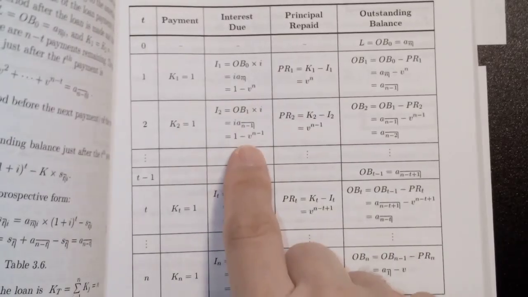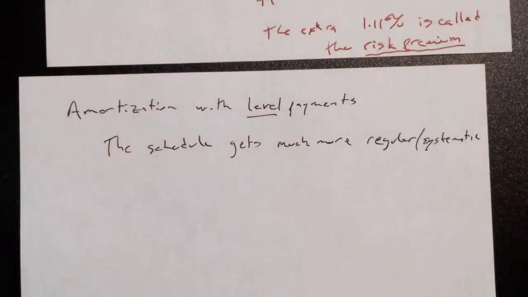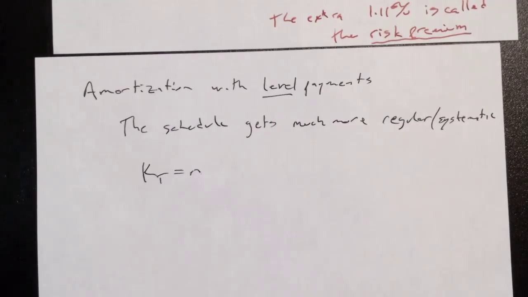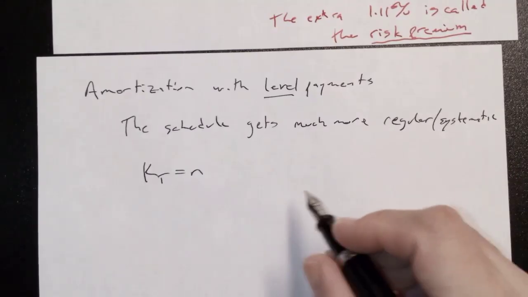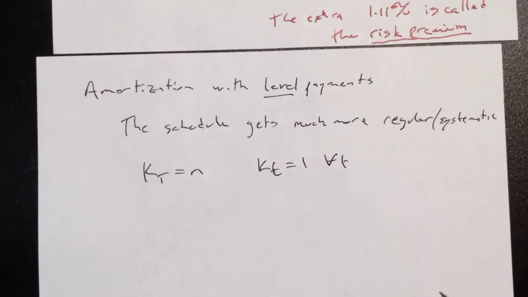At each and every step here, the prospective and retrospective forms become simpler to deal with. I would recommend heartily you put a bookmark on this page for this section. It's going to be fairly useful to simply refer to these items. So we now have the total payment is n, because K_t is 1 for all t.